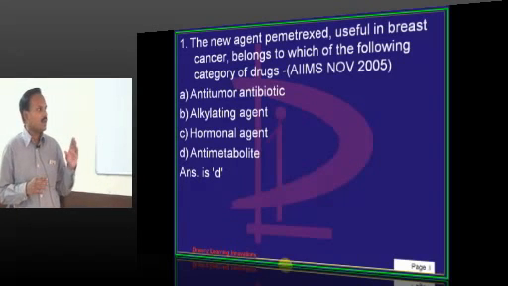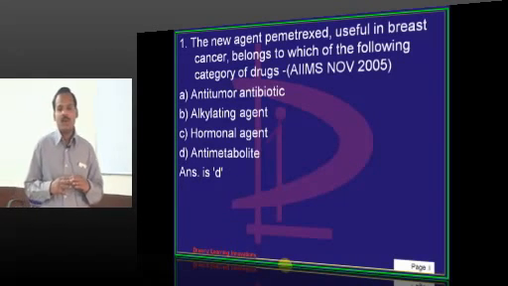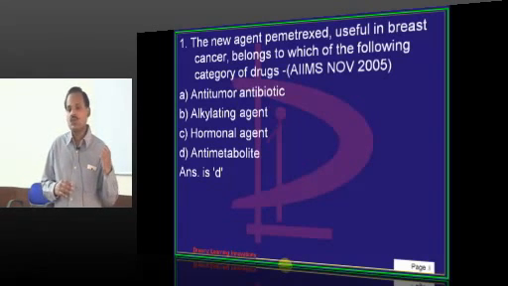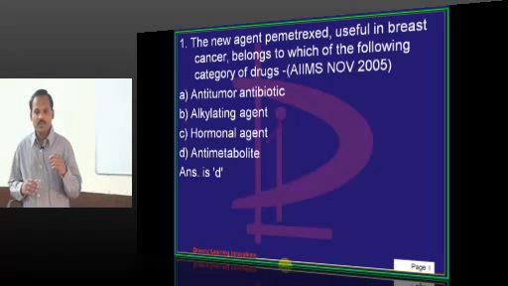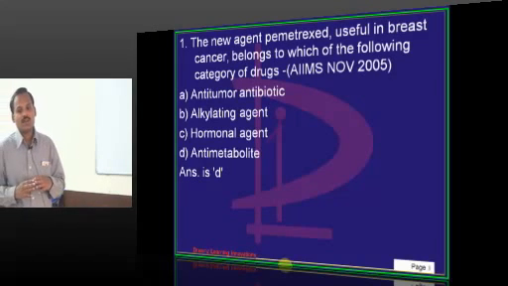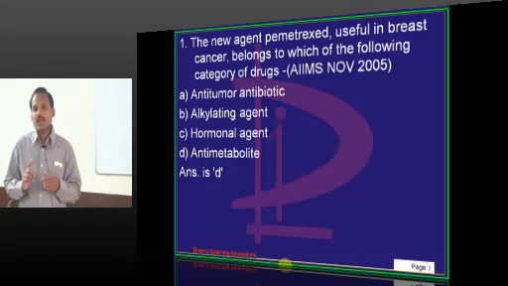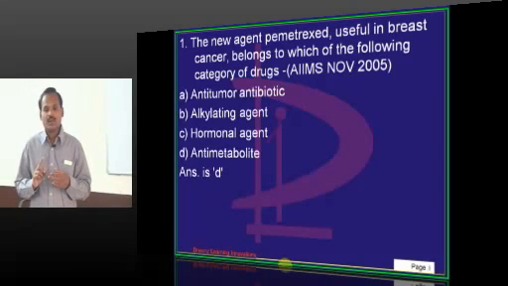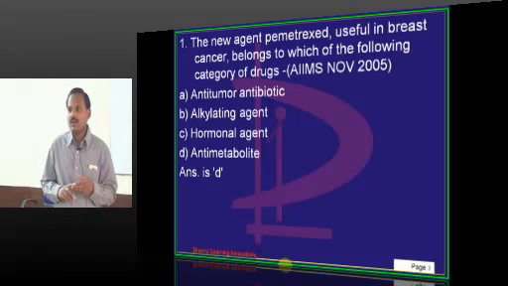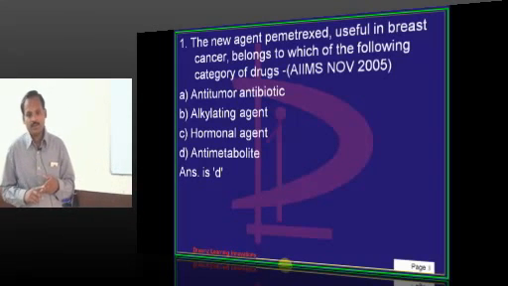So, this is a related drug, but in addition to blocking dihydrofolate reductase, this drug also blocks one more enzyme called thymidylate synthase, and also one more enzyme called glycinamide ribonucleotide formyl transferase. So, the three enzymes that are inhibited by pemetrexed are dihydrofolate reductase, thymidylate synthase and glycinamide ribonucleotide formyl transferase.